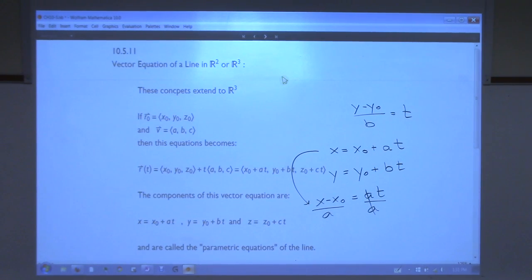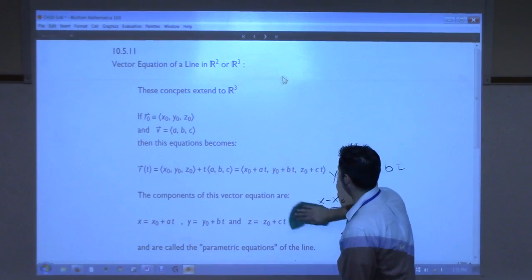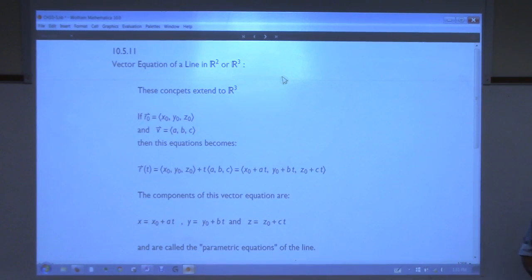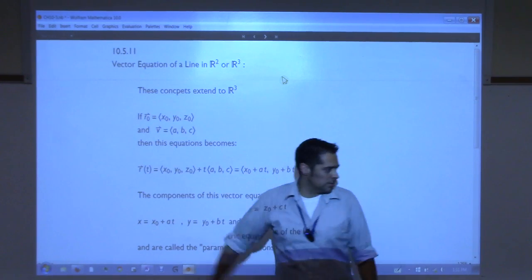I'm going to do an example, but I got to talk about R3 first. So what about if we extend this into R3? Everything's exactly the same. You just have an additional component. So R naught is now a 3-dimensional vector.